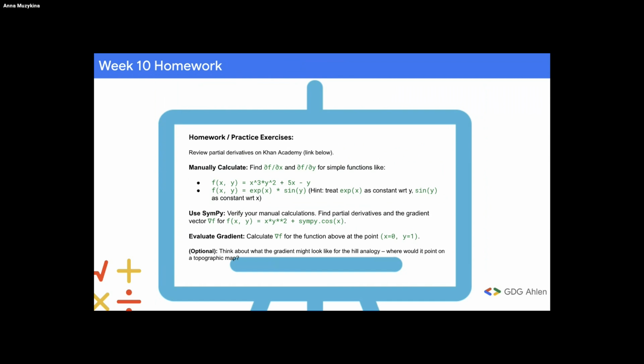To practice these important concepts, please review the concept of partial derivatives on Khan Academy. Try manually calculating, and remember the rule: treat the other variables as a constant. Use SymPy to check your manual results and to find the partial derivatives and the full gradient vector nabla f. For the more complex example involving SymPy cosine, practice evaluating the gradient vector at a specific point using SymPy's subs method.